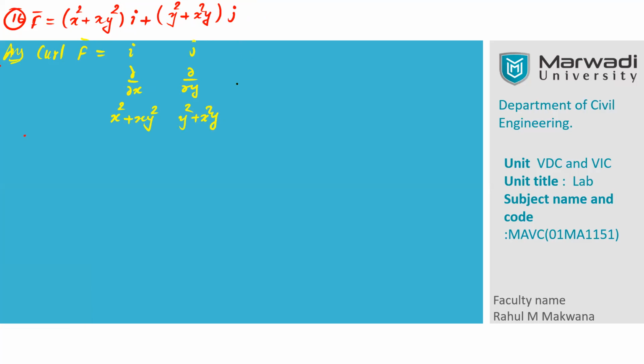If we write k, we'll get 0, 0. So automatically it is a 0. And if we solve in this way, with respect to x will be 2xy, and with respect to y will be 2xy. And therefore vector f is irrotational.